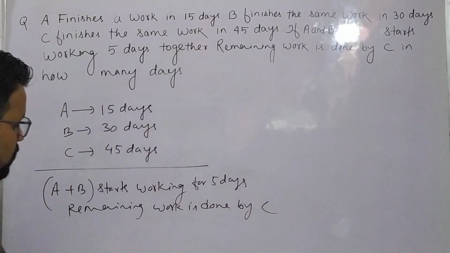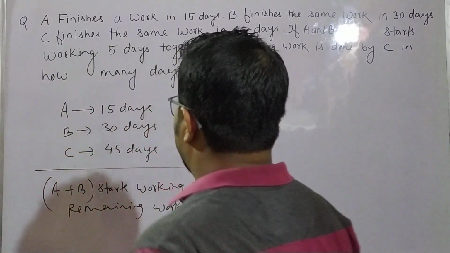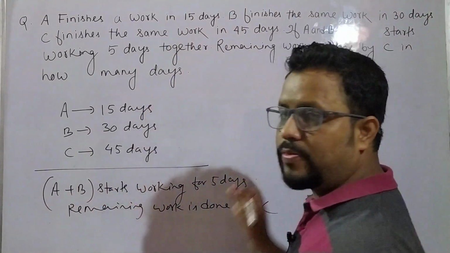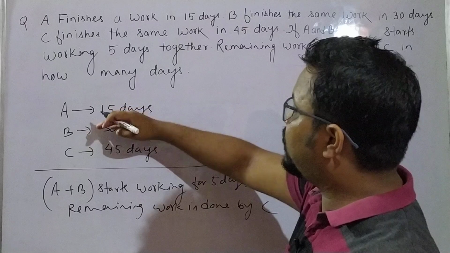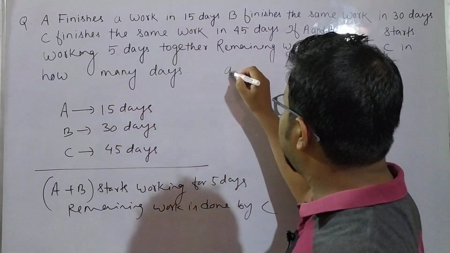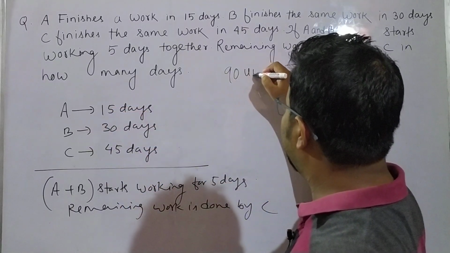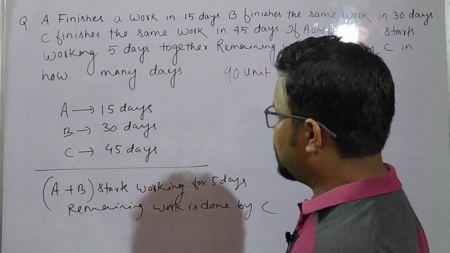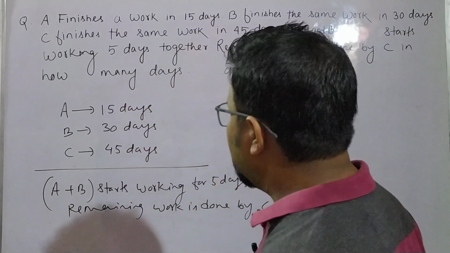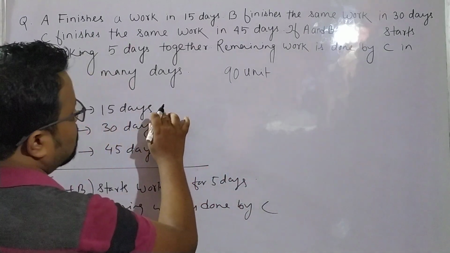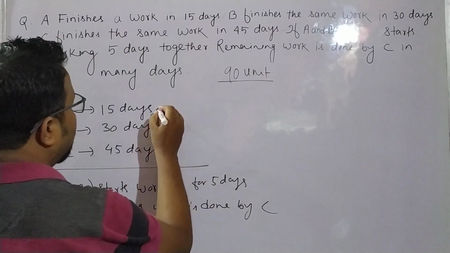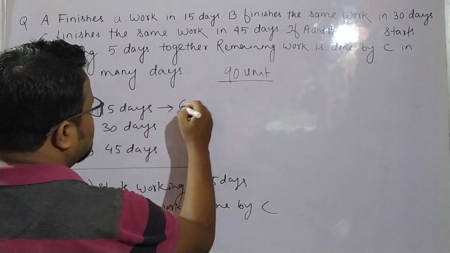First we will calculate the LCM, that is the total unit work. Total unit work means the LCM of 15, 30, 45. The LCM is 90 units. So in 15 days A does 90 units. In one day A will do how many units? It's 6 units.